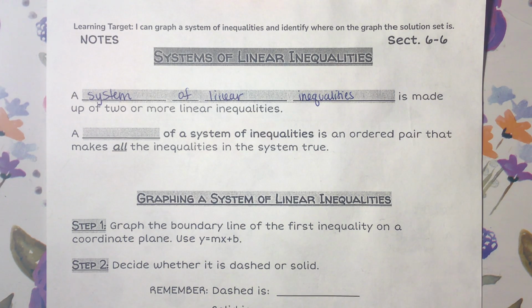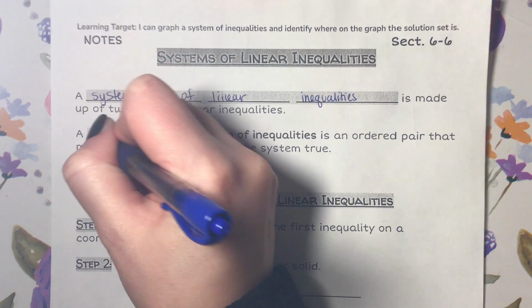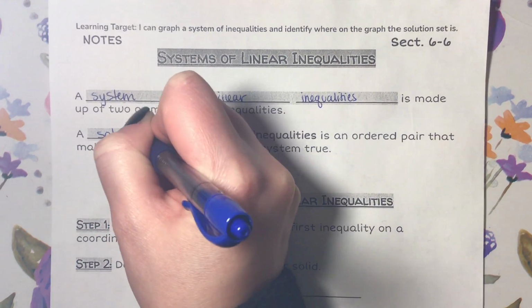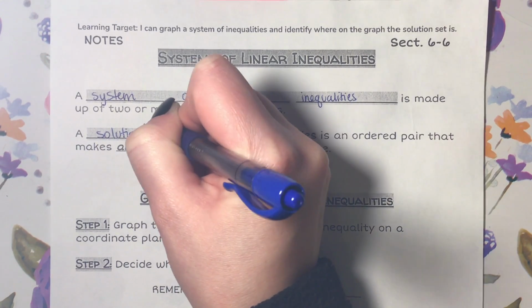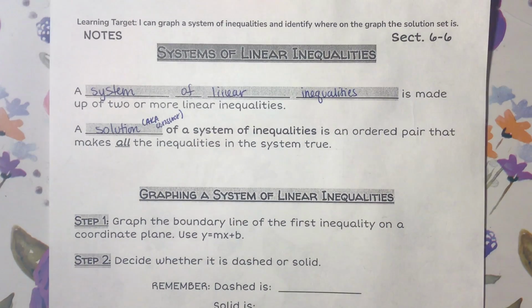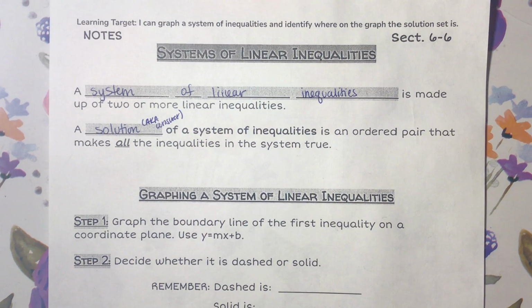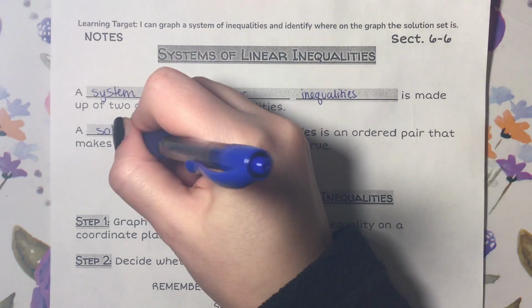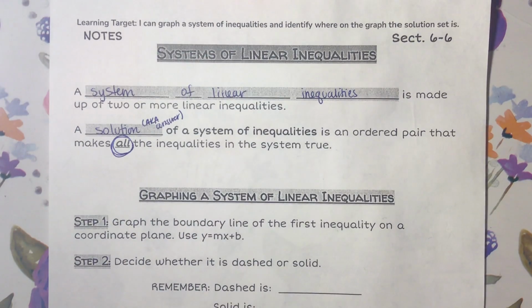Now, where is the answer to these, or where is the solution? So, a solution, aka answer, solution and answer mean the same thing, of a system of inequalities is an ordered pair that makes all of the inequalities in the system true. So that all part is important. It can't just make one of them true, it needs to make all of them true.